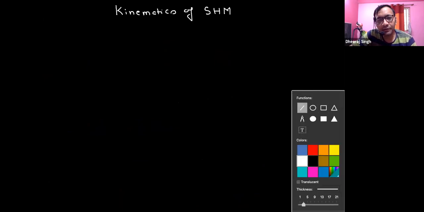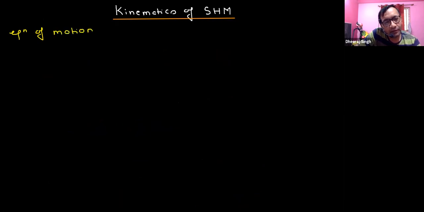Now, if we talk about kinematics of SHM, do you remember equations of motion? What are they? What are the equations of motion? V is equal to U plus AT. S equal to UT plus half AT square. And V square equal to U square plus 2AS.